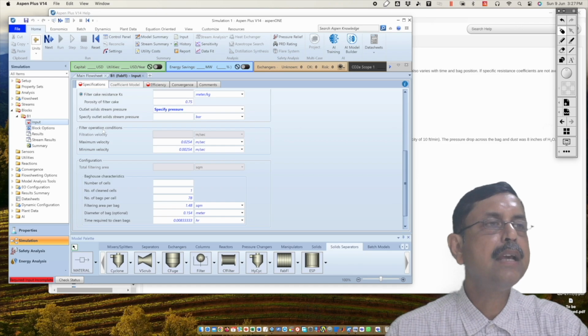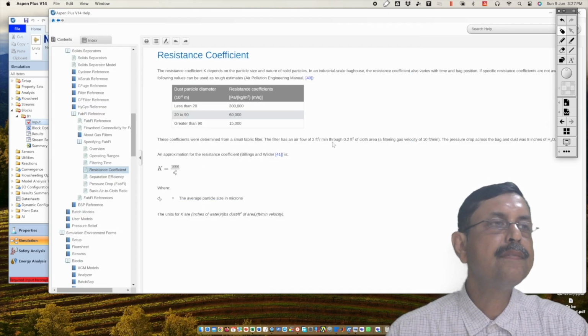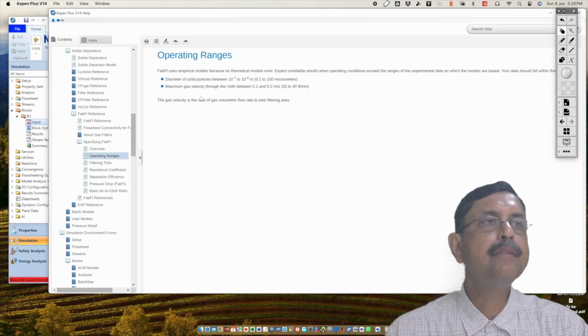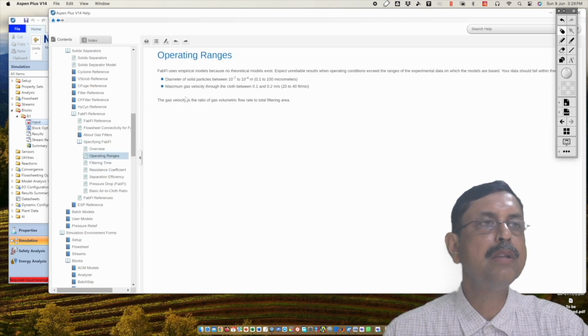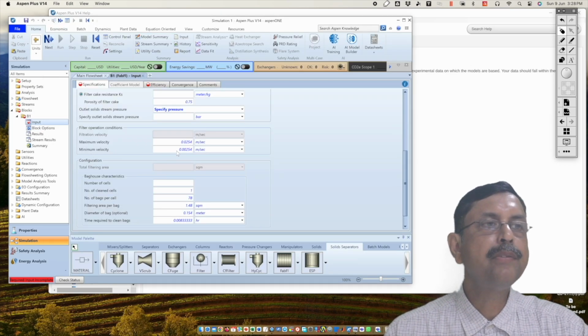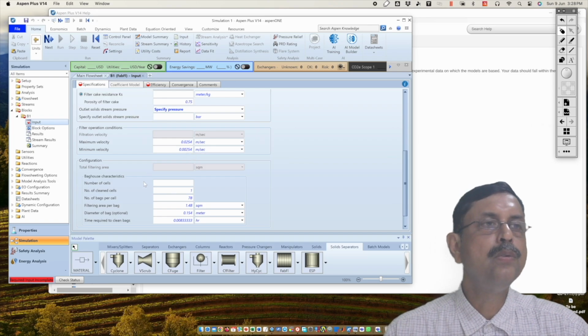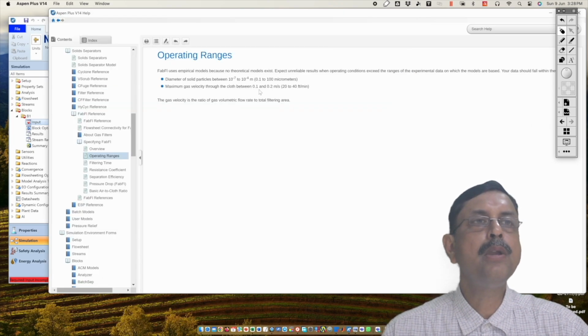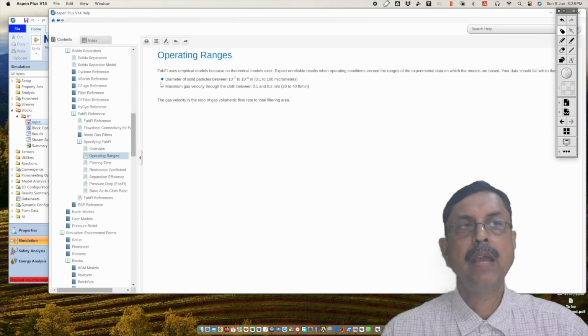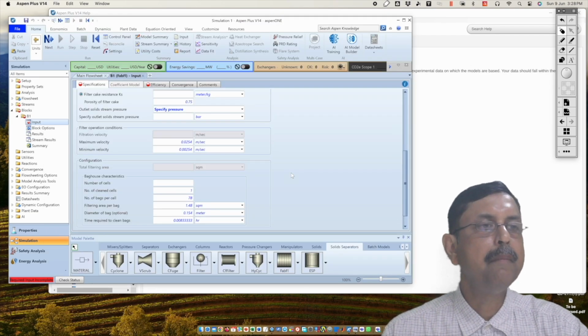Next comes the filter operation condition, the filtration velocity. As I have already told you, the operating range, the maximum gas velocity, is between 0.1 to 0.2. So the maximum velocity should not go beyond 0.1 to 0.2. Here by default they have given 0.02, but you can choose any other value also, but it should not go beyond 0.1 to 0.2. Otherwise the result will be unreliable. That you have to keep in mind.